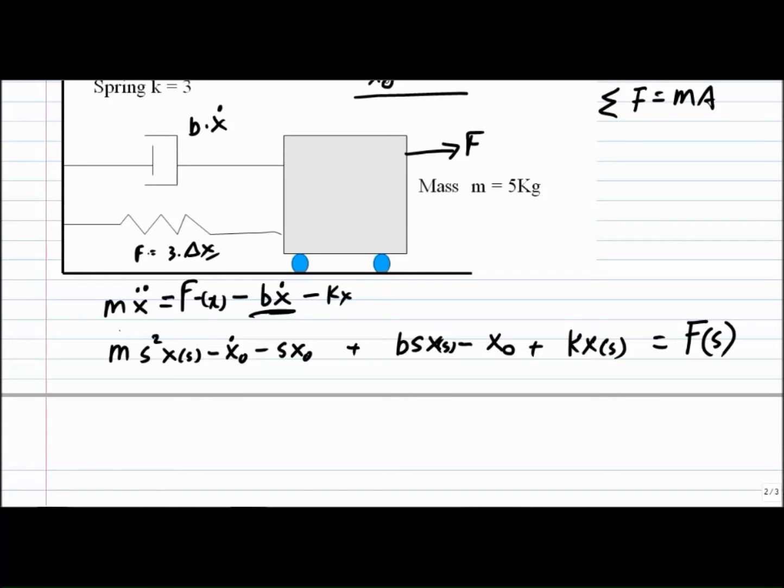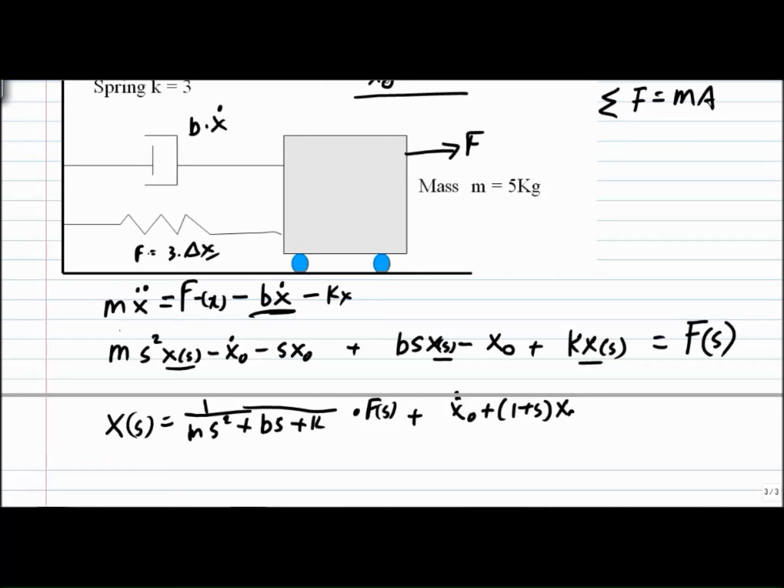And I'm going to rearrange it yet again. What I'm going to do is solve for x of s. X of s equals 1 over m s squared plus b s plus k, times F of s, plus x dot of 0, plus s x of 0, all over m s squared plus b s plus k. Okay?